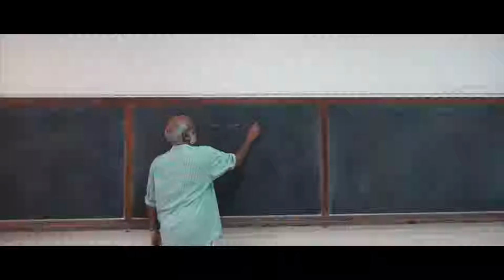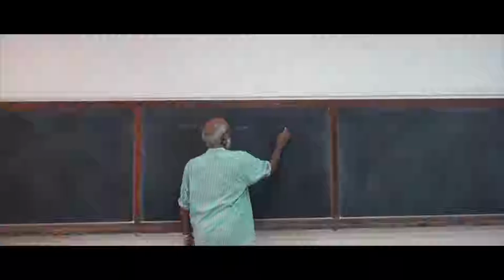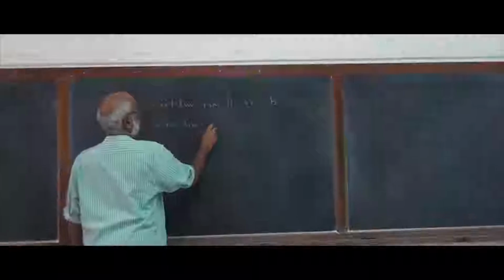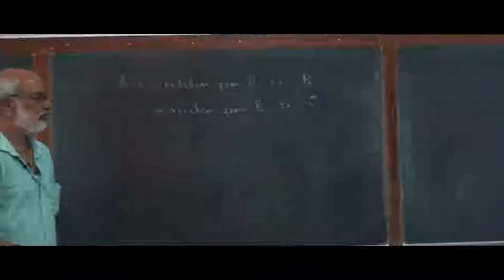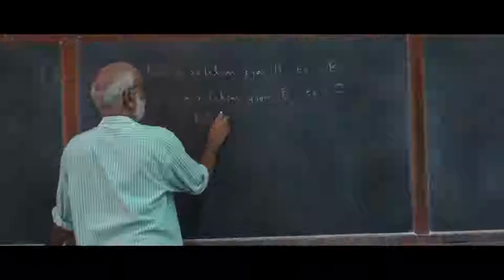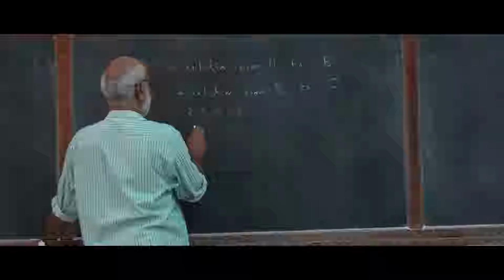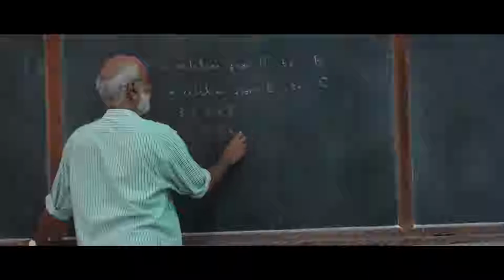Let us define the composition of two relations. Suppose that R is a relation from a set A to a set B, and S is a relation from B to a set C. That means R is a subset of A cross B and S is a subset of B cross C.